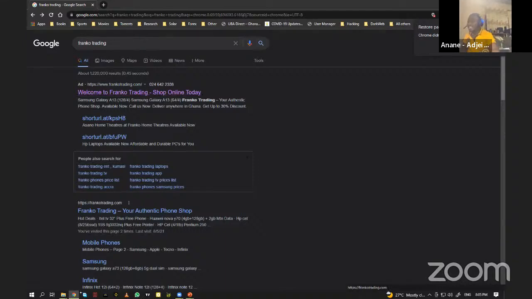What it means is that Franco Trading is paying Google to make their search a top priority. This ad that you can see right here means that Franco Trading is paying Google to publish their advert or their name out there.